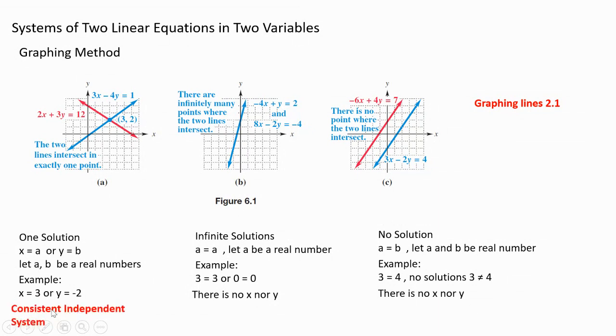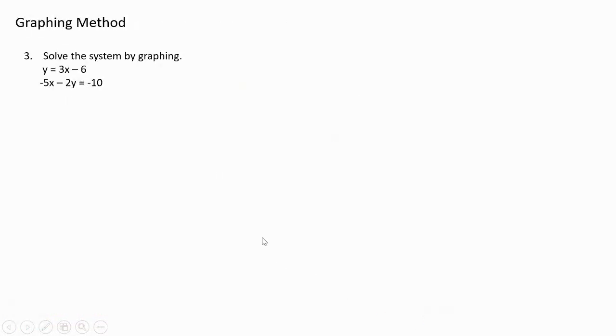This is called consistent. There are some books that want you to say if it's consistent and independent. If you have one solution, it's going to be a consistent, independent system. If you have infinite solutions, it's going to be consistent but dependent, which means the y depends on the x, and this will be inconsistent because there's no answer there.